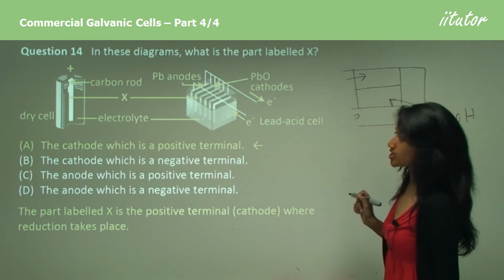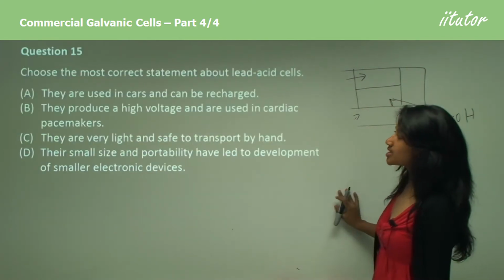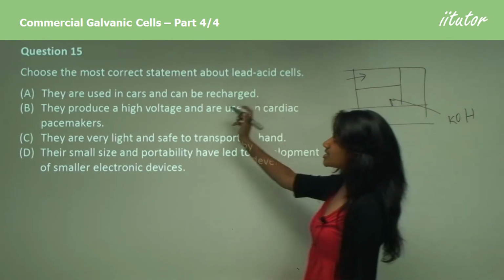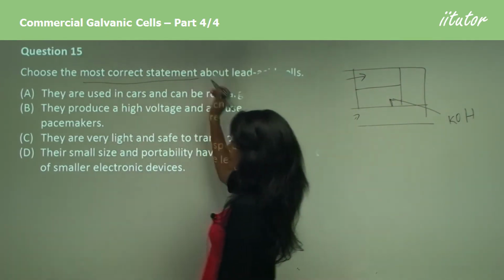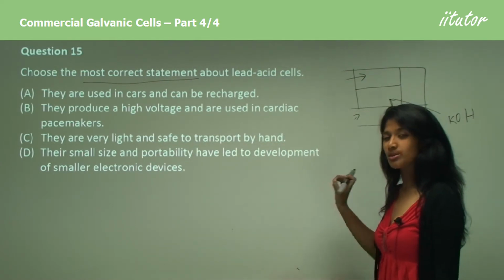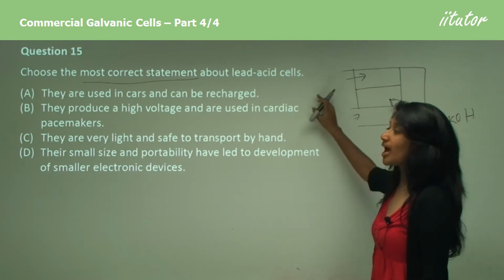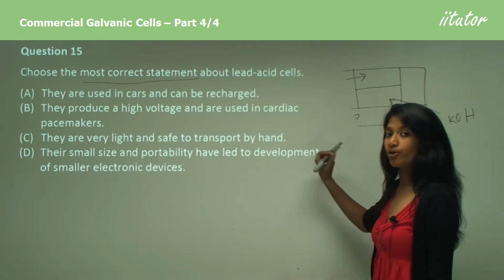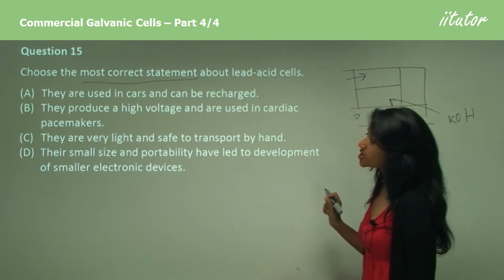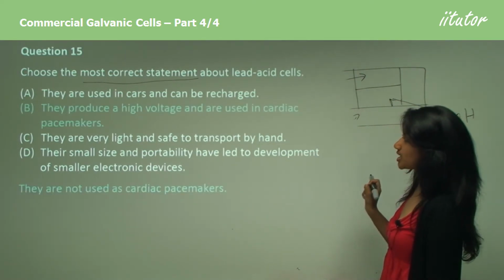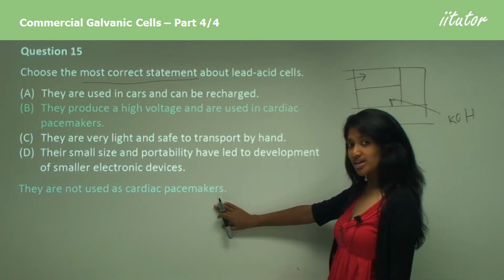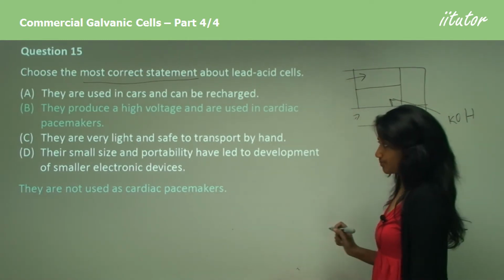Now let's move on to question 15. Choose the most correct statement about lead acid cells. Now it is important to know it says most correct statement. That means all of these may be correct, but it has to be the most correct. So you would have to consider all your options before picking your answer. Now let's consider option B first. They produce a high voltage and are used in cardiac pacemakers. They are actually not used in cardiac pacemakers, they're used in car batteries.